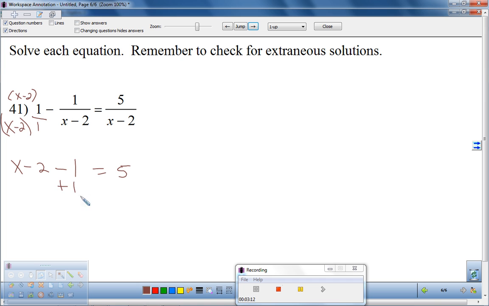Okay, so then we add 1. Actually, I'm going to go ahead and clean this up first before I start moving things across. We've got negative 2, negative 1. It's going to be negative 3 is equal to 5. And then we just add 3 to both sides. And so we end up with x is equal to 8.